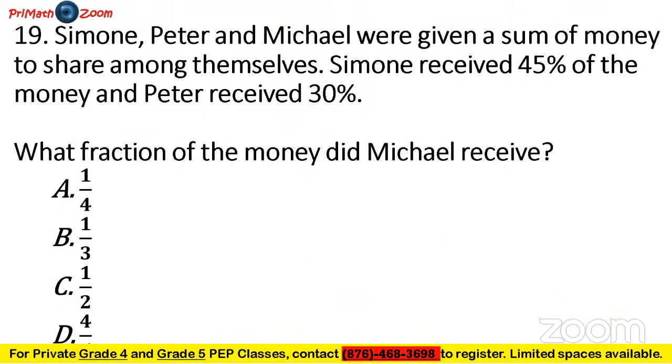Simone, Peter, and Michael were given a sum of money to share among themselves. Simone received 45% of the money, and Peter received 30%. What fraction of the money did Michael receive?